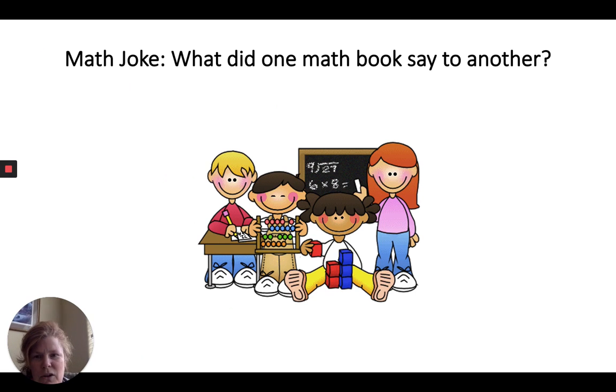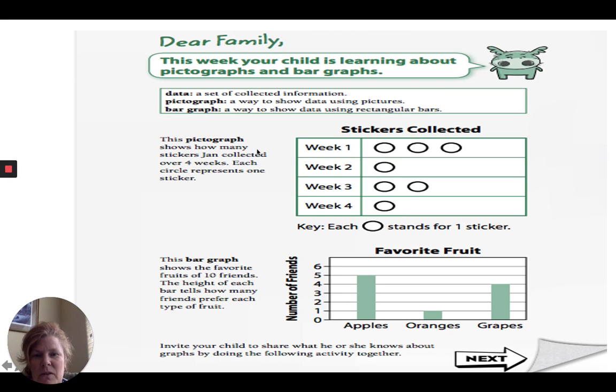How exciting and fun. I have a math joke. What did one math book say to another? Let you think about that for a second. What did one math book say to another? Well, he said, I've got my own problems. You know, problems that we have to solve. He's got his own problems. Anyway, I thought that was funny.